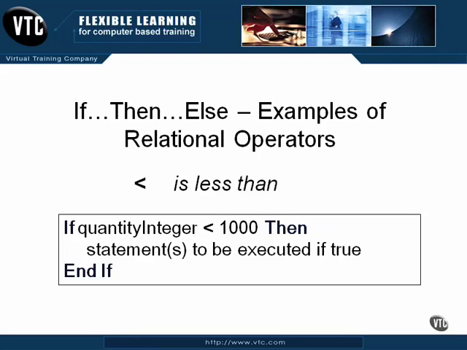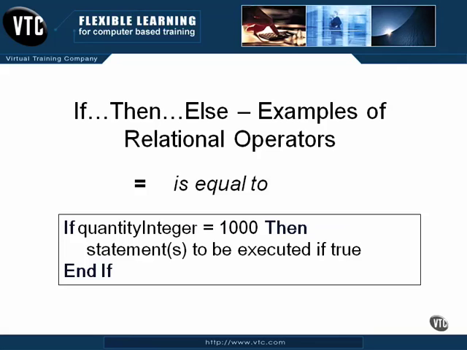Is less than 1000 is comparing the quantity integer to see if it is less than 1000. Once again, only those quantity integer values that are less than 1000 would cause the statements immediately below the if-then statement to be executed. Once again, the value 1000 would not be executed in this case, since 1000 is not considered less than 1000. It is considered equal to.